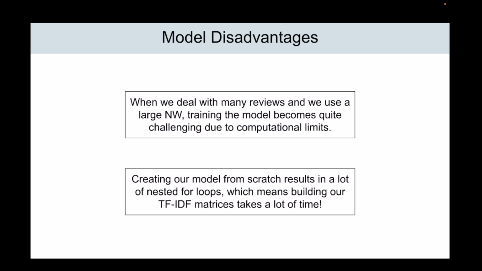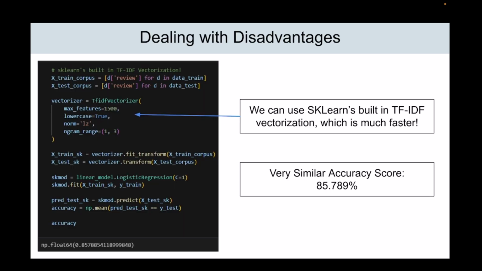Some disadvantages I ran into mostly were that when we trained our model using our implementation, which was from scratch, it was quite slow because there's many loops and Python doesn't handle that very well. So to mitigate that, we can actually use sklearn's built-in TF-IDF vectorizer, which is way faster. Essentially, all we need to do is feed in the reviews, and it'll pretty much do the same thing as what we just coded. The accuracy of sklearn's TF-IDF vectorizer using the same hyperparameters showed a really similar accuracy, which was only different by about 0.1%.